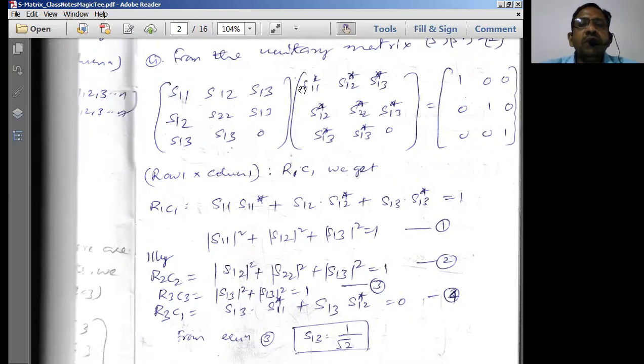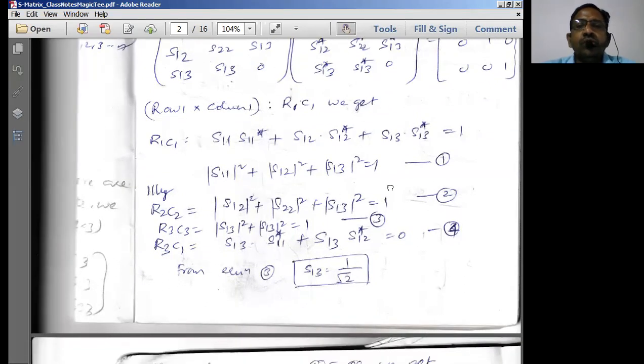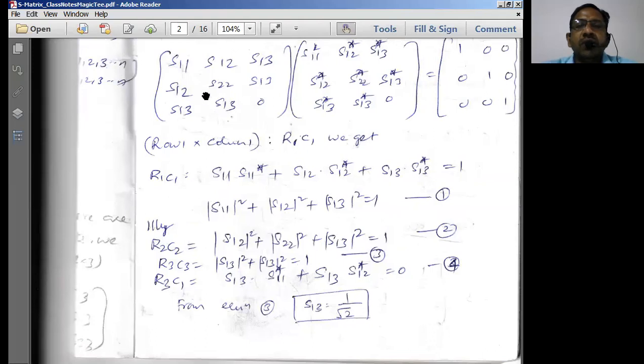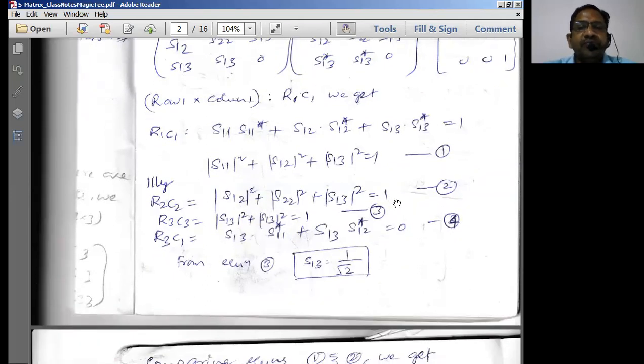Multiply row 1 with column 1. So, if row 1 is S11, S12, S13 and column 1 is S11 star, S12 star, S13 star, which is equal to 1. This is nothing but the row 1, column 1 component. Similarly, here it is going to be the row 2, column 2 component. This is 1. So therefore, I simply multiply row 2, column 2 component: S12 into S12 star, S22 into S22 star, S13 into S13 star is equal to 1. Okay. So this is the second equation that we will be having.